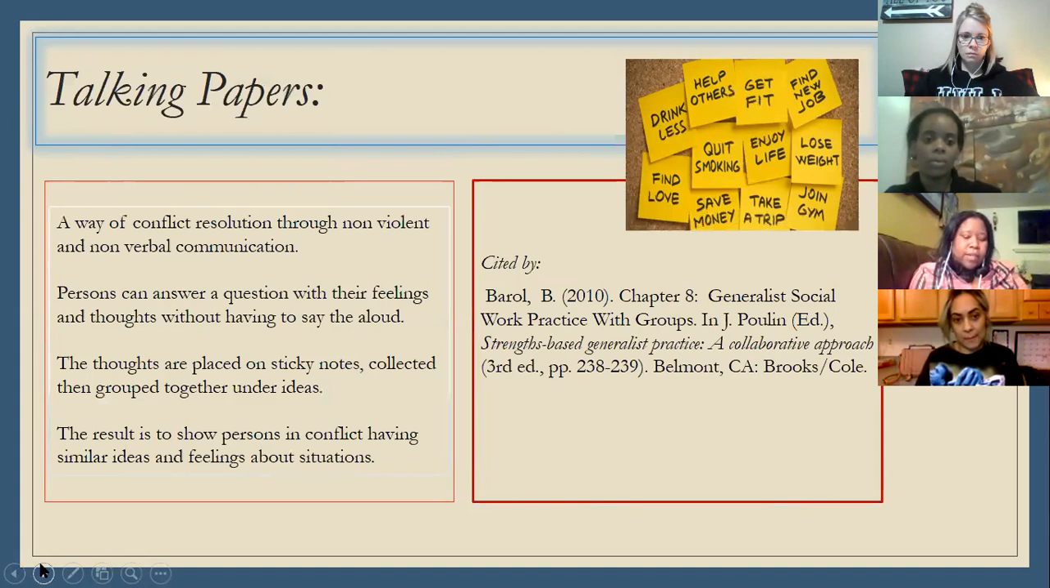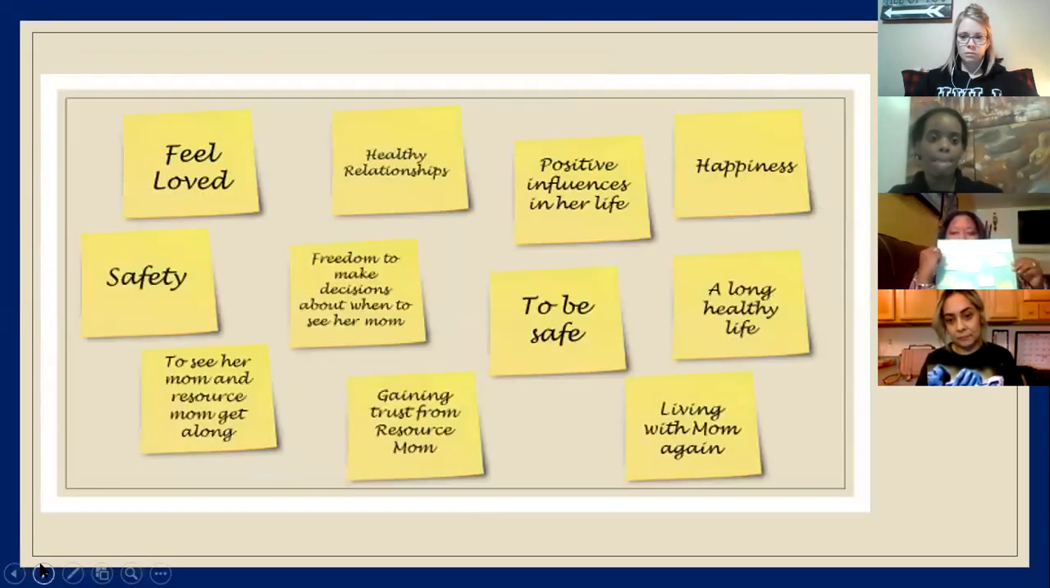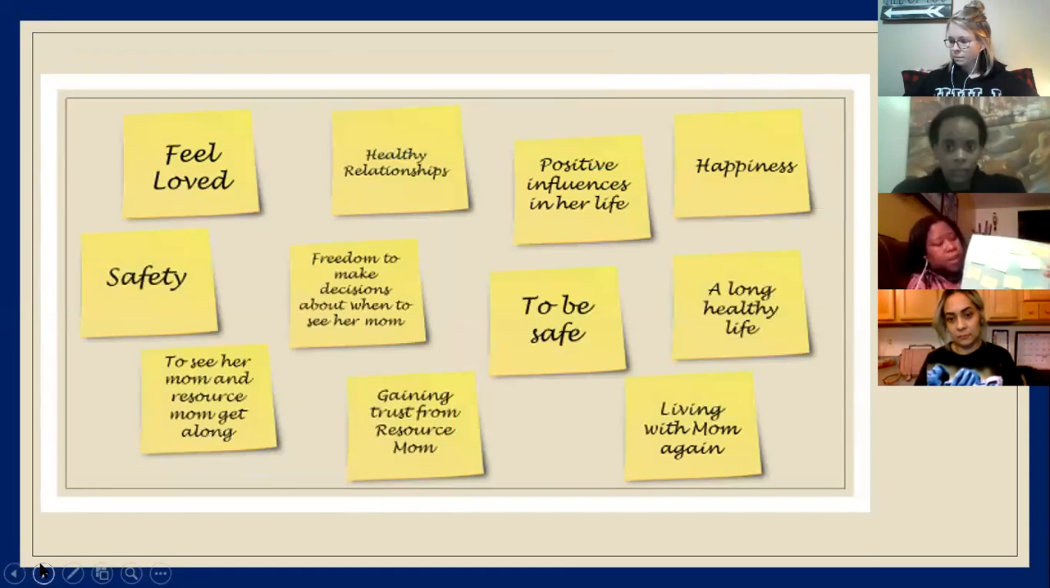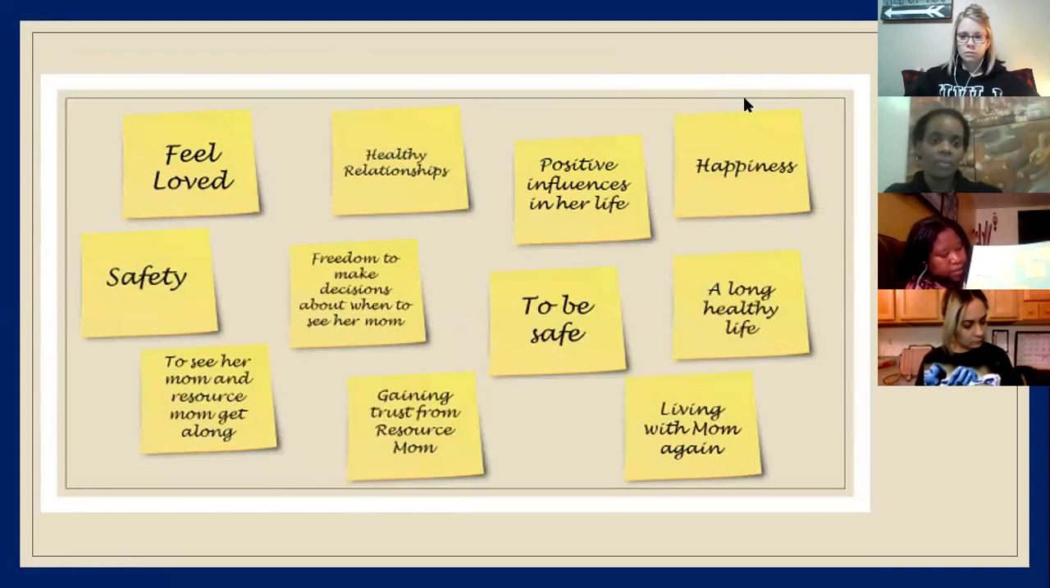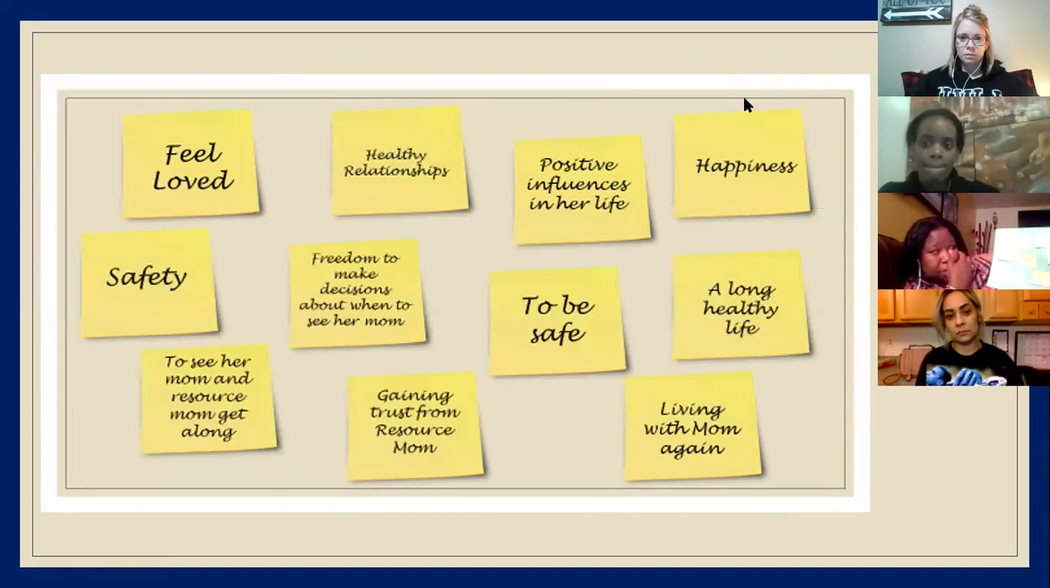Great. So let's go over everything that you guys wrote. It seems like you wrote a lot. So let me just put this board up. As I'm looking at the board, I do see that some people put a lot of different things. We have safety. We have a long, healthy life. What are some other things that you see up here on the board? Living with my mom again. Right. Positive influences in her life, feeling loved. Ms. Evans, what else do you see up on the board that someone put? Positive influences, happiness. Right. And I also see my mother and resource mother getting along.